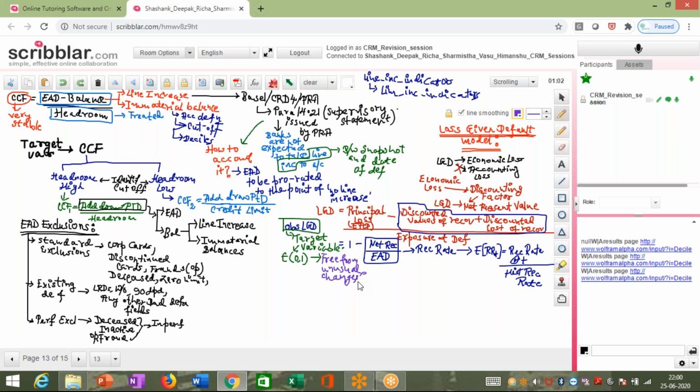Now the question that comes out over here is how to model this, or how to design the data for this LGD. How to design the LGD model data.